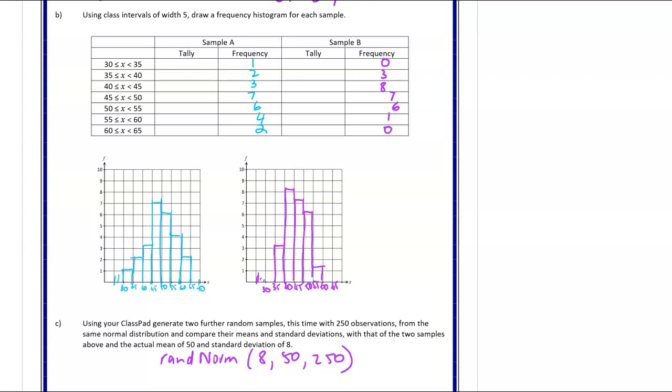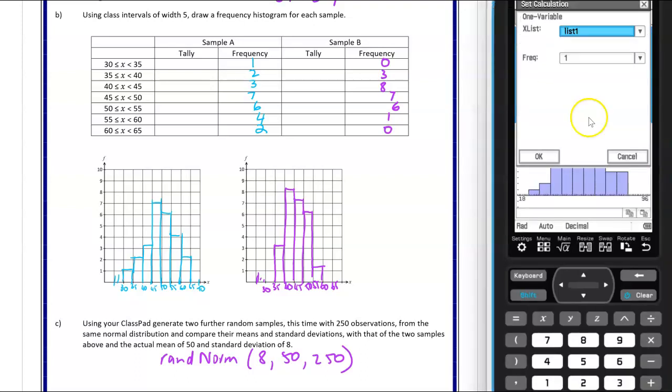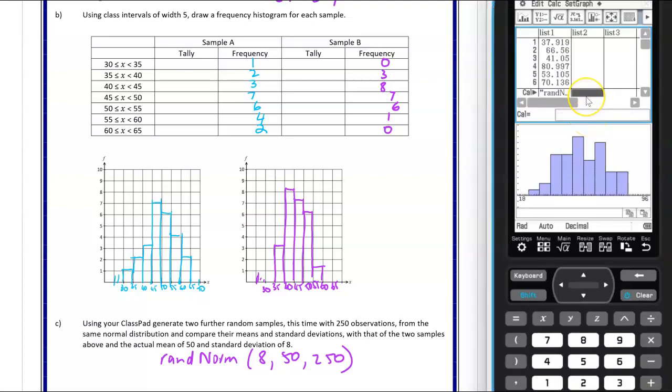In part C, let's assume we've all done this. Part C suggests that we want to look at 250 observations. So let's put 250 in our calculator. It's the 8 first. It's always the standard deviation first.